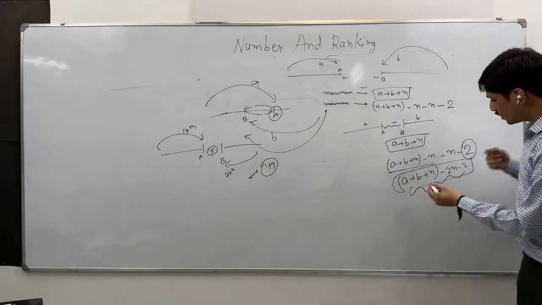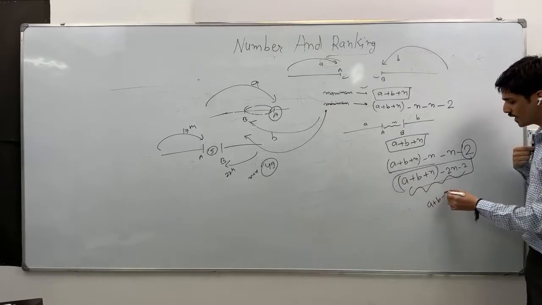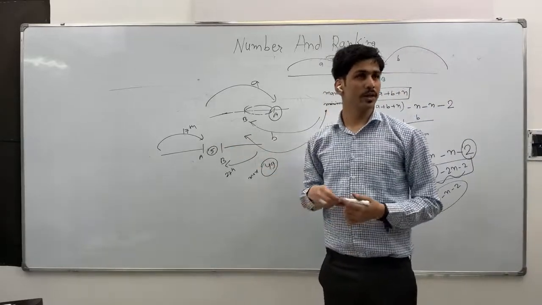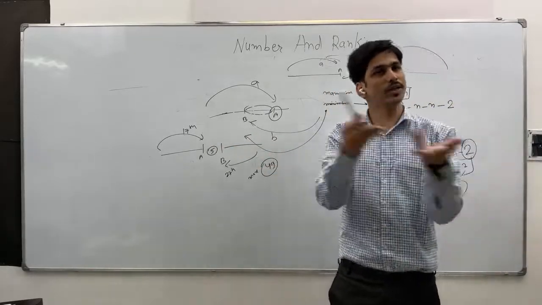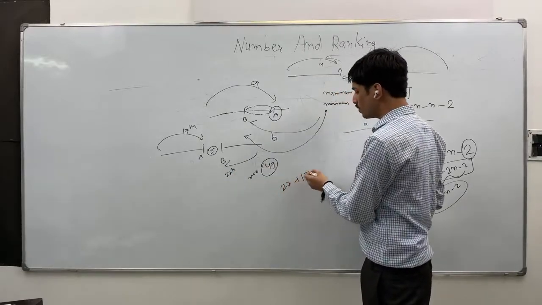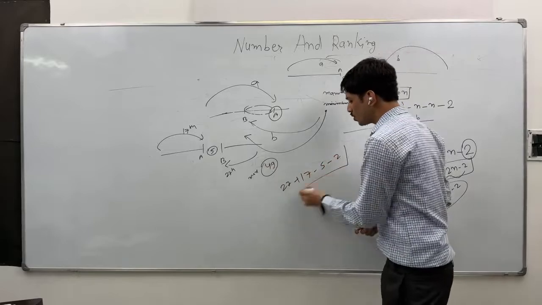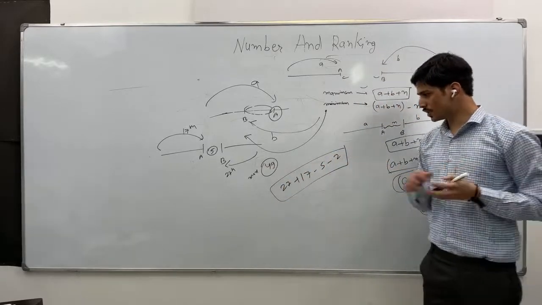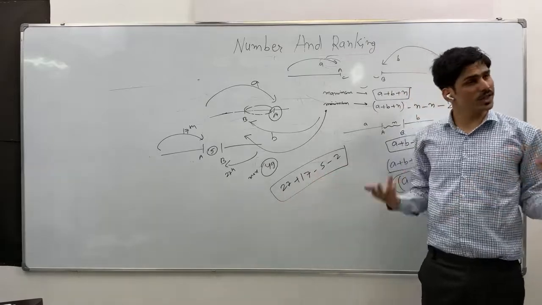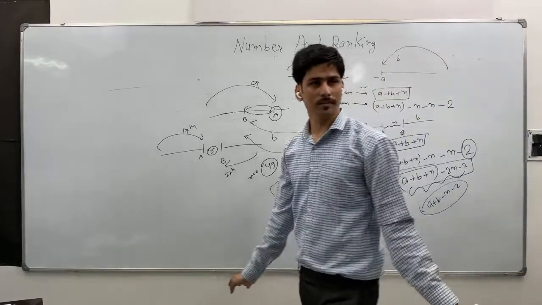Even if you further simplify, you'll get A plus B minus n minus 2. So what you do? You add these two students, subtract common students, minus 2. Simple, you'll get it, right? You see, apply this formula here. 27 plus 17 minus 5 minus 2. So what answer will we get? I think 5 minus 2, 7. 17 minus 7, 10. So 27 plus 10 is 37. Clear? Okay.